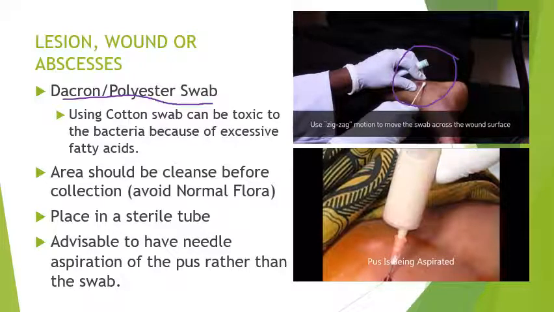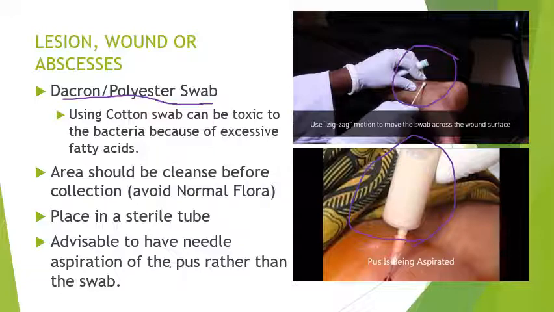So, if transport media is ready, or you can actually have a transport tube, so it's better than a plain tube only. Note, it is advisable to have a needle aspiration of pus rather than the swab. Okay, if there is pus, you can actually do aspiration.